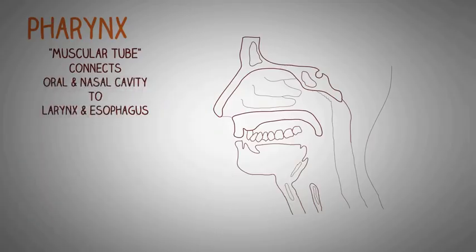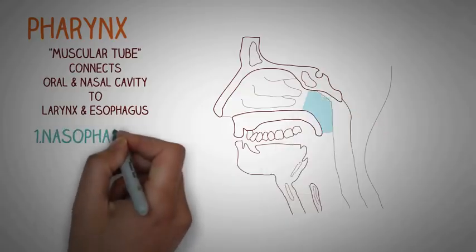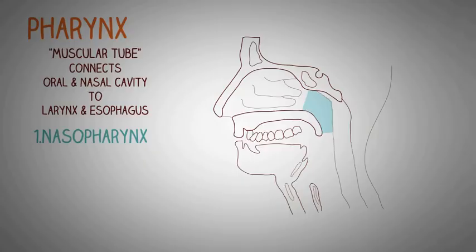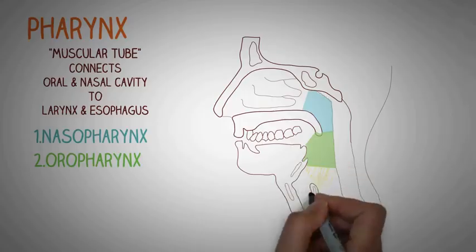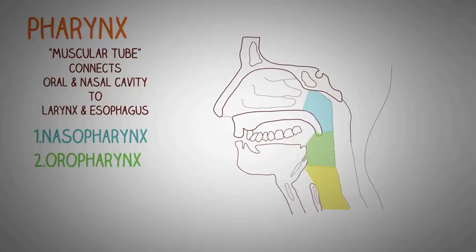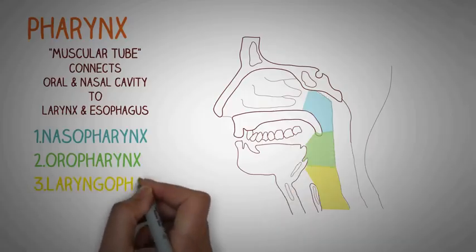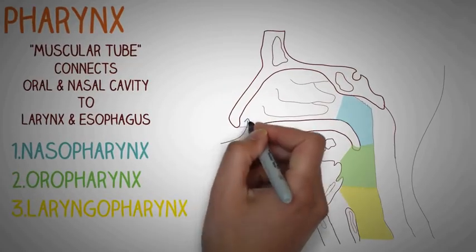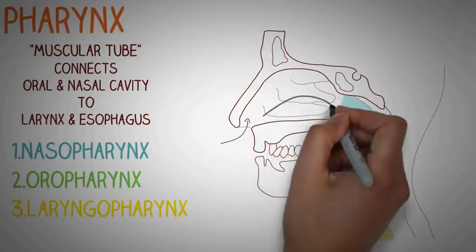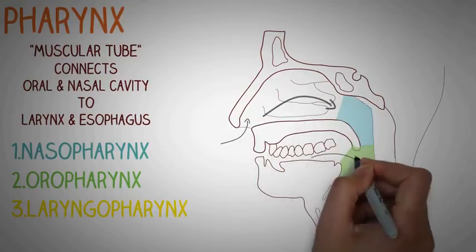Now the part in the blue you see is called the nasopharynx. This is the part which lies behind the nasal cavity. The second part of the pharynx is called the oropharynx, which is the part in the green which lies behind the oral cavity. And the third is called the laryngopharynx, which lies behind the larynx. So the air that we inhale through our nose or through our oral cavity passes back into the pharynx.